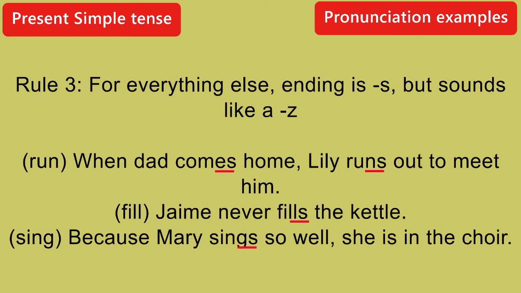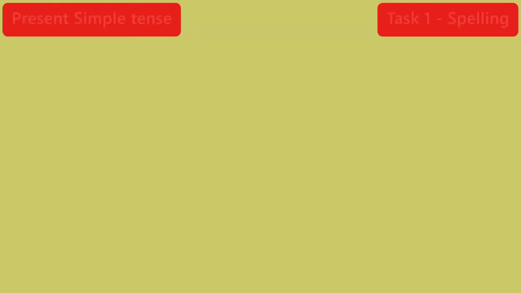Rule 3. For everything else, the ending is an s, but sounds like a z. When Dad comes home, Lily runs out to meet him. Jaime never fills the kettle. Because Mary sings so well, she is in the choir.